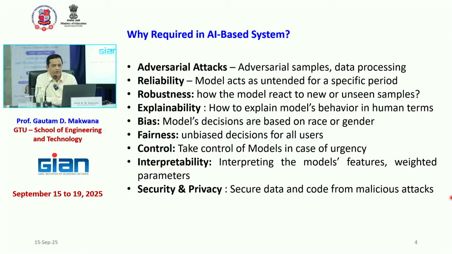Then one of the things is reliability, where the model acts as intended for a specific period. So the reliability of the AI model is one of the key factors and key challenges in your AI model. Then the robustness. What is robustness? It is how the model reacts to new or unseen samples. As a human being, I can do work based on my experience. Whenever a new condition comes, how will I handle it? That kind of robustness maybe I don't have. So you have to develop the robustness of your AI model, so that whatever the unseen condition or unseen data, my AI model can react or give predictions with better accuracy. That will define the robustness of your AI model.